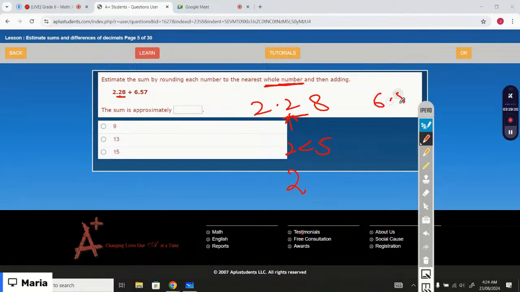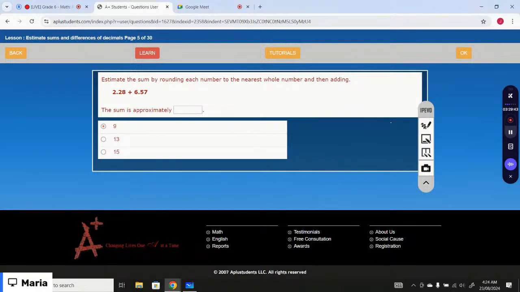Now look at the second one, 6.57. Just look at the first digit after the decimal point, that is 5. 5 is equal to 5, right? That means you can round up, so it would be 7. So you need to add 7 plus 2 makes 9. Got it? That's how you estimate the numbers. So the correct option is 9. Option number 1 is the correct option.